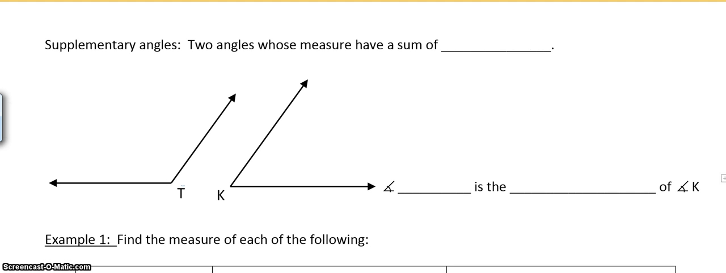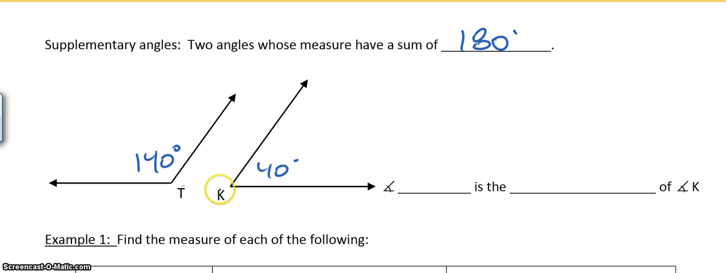Alright, well, supplementary is two angles whose measures have a sum of 180 degrees. So let's say this one is 140 degrees. So if we add it to angle K, we should get 180. So 180 minus 140 would be 40. Okay, and think about this. It kind of looks that way. If we would mush these two together, those rays would connect and be a straight line, which we know straight angles measure 180.